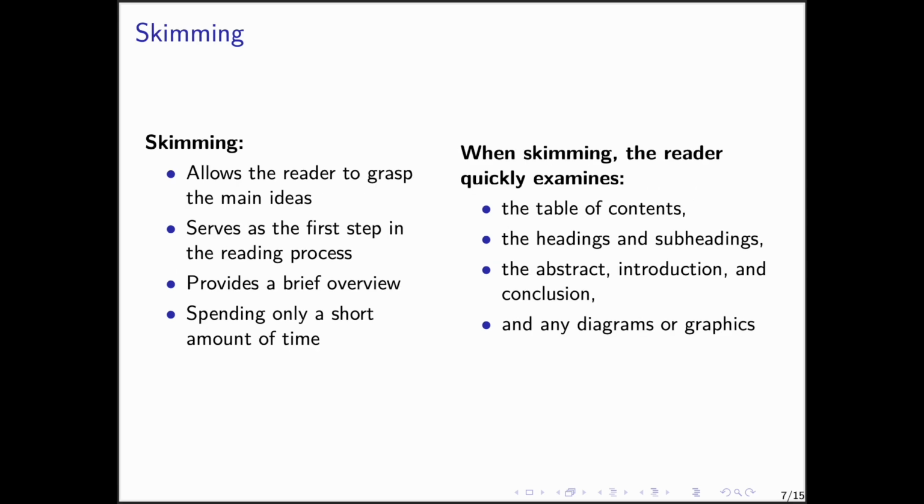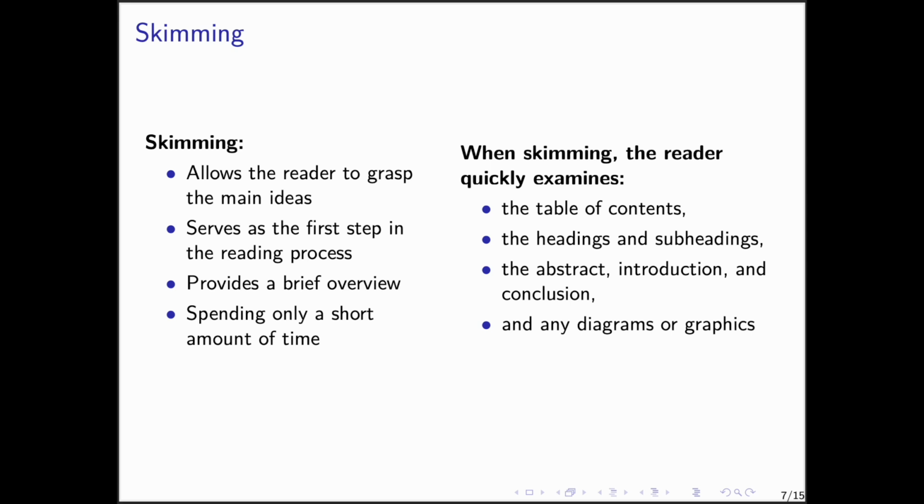Next is skimming. Skimming means reading quickly to get a general overview of the material. It helps you decide whether a source is useful or relevant before investing time in it. When skimming, focus on the table of contents, the headings and subheadings, the abstract, introduction, and conclusion, and any important diagrams or summaries. You don't need to read every word. Instead, try to grasp the main ideas.